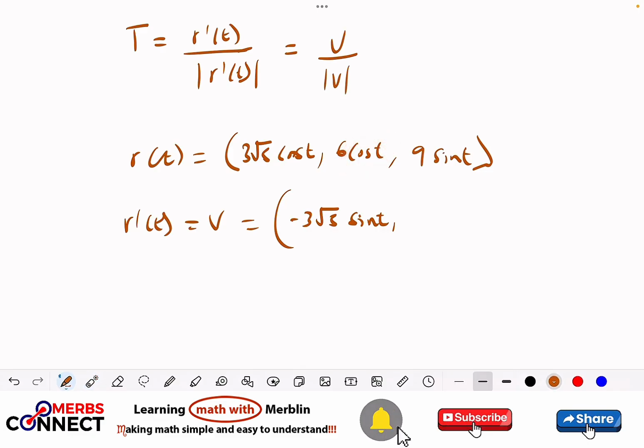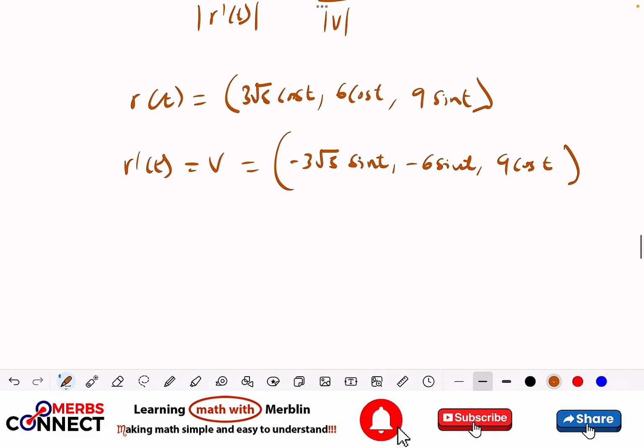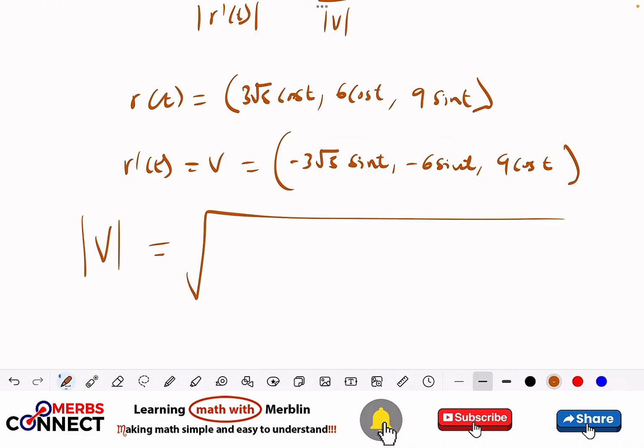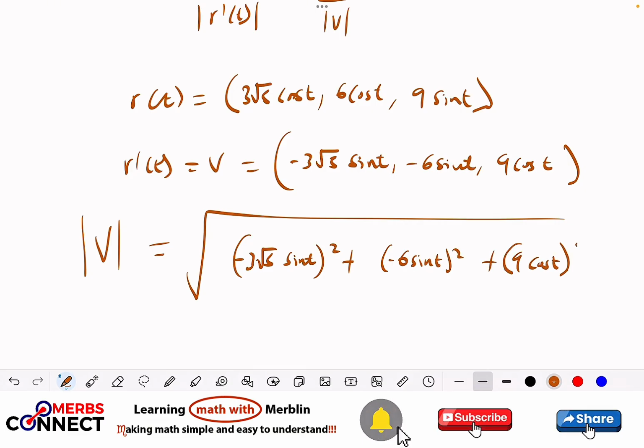Differentiate cos again, get minus. So minus 6 sine t. Differentiate sine and get cos. So 9 cos t. Good. So this is r prime, which is the same as the velocity. So let's look for the magnitude. So magnitude is going to give us, pick this one, square it, square this one, and add them. So minus 3 square root of 5 sine t all squared plus minus 6 sine t squared plus 9 cos t all squared. So let's simplify.